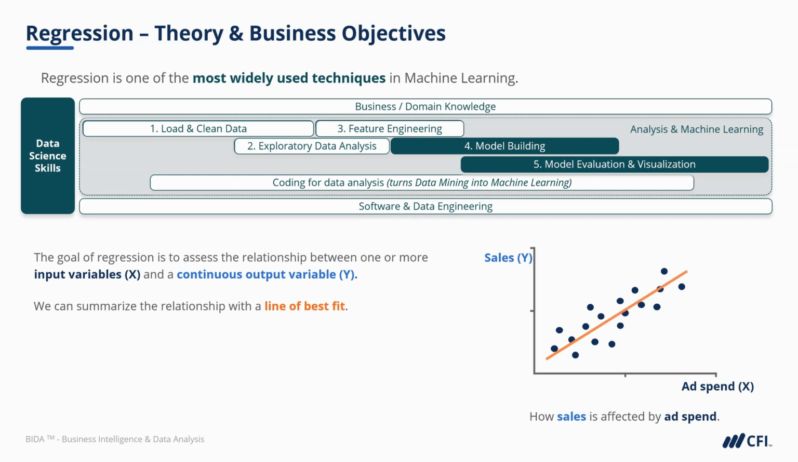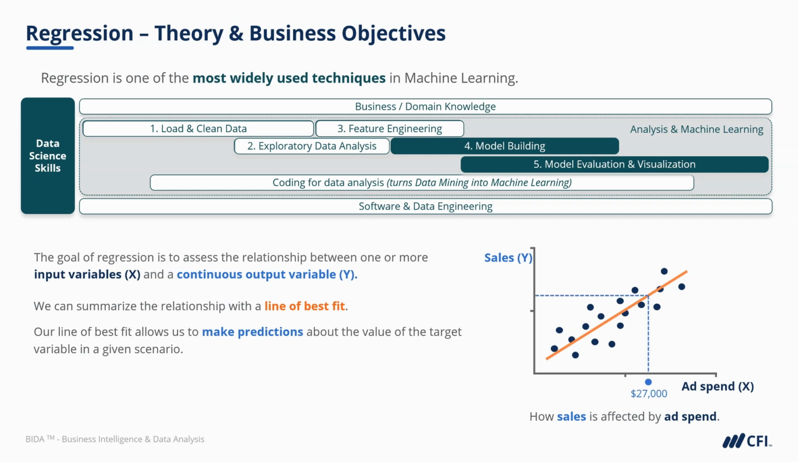The line of best fit allows us to make predictions about the value of a target variable in a given scenario. So here we can see we have an ad spend of $27,000. Our previous observations give us a line of best fit, and we can make a prediction as to what sales we're likely to get from that ad spend.